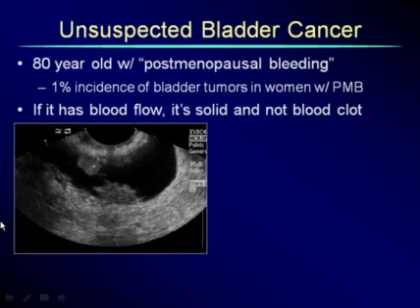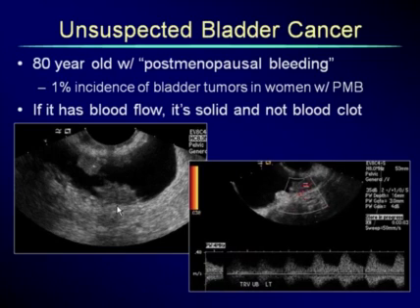Now here's a woman at the opposite end of the spectrum in age. This is an 80-year-old lady who came in for postmenopausal bleeding. And you think right away of endometrial cancer, so we're looking at her endometrium. Her endometrium was nice and thin. Her ovaries were normal. She had a normal postmenopausal uterus. But we peeked at the bladder and we saw two very irregular areas.